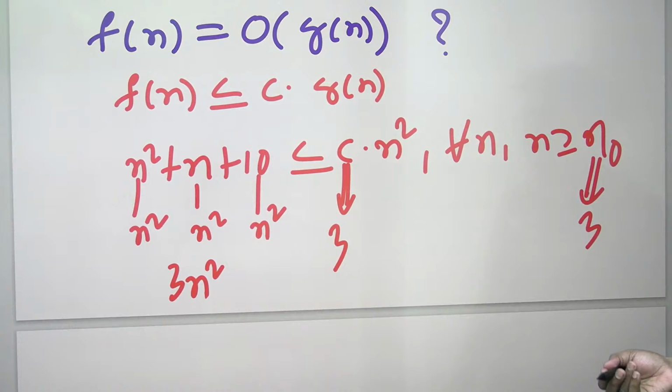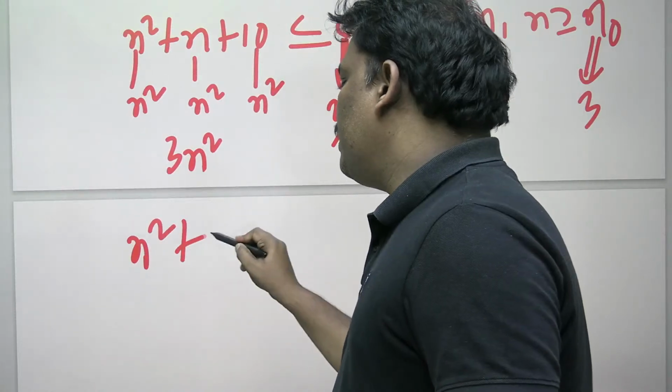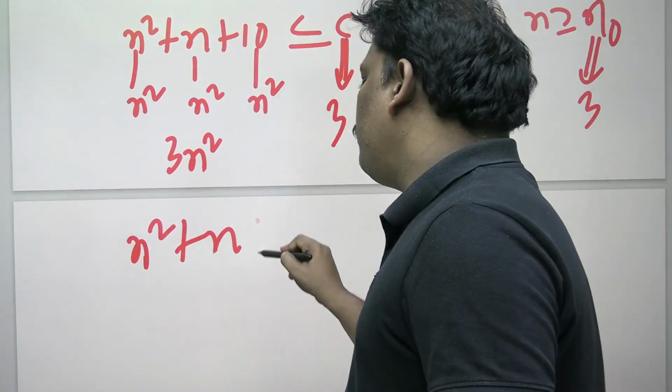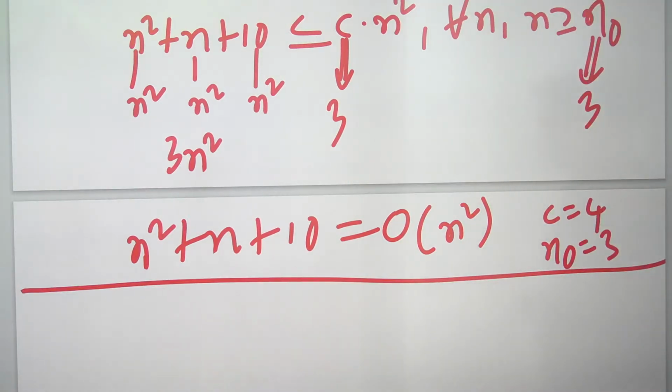I am able to find the c value and n0. I can simply say that n square plus n plus 10 is big O of n square is true. C value is going to be 4. Condition satisfied, so I can say f of n is big O of g of n.